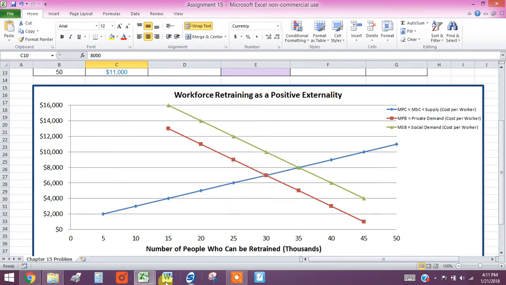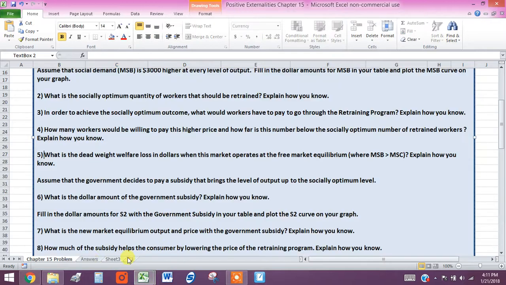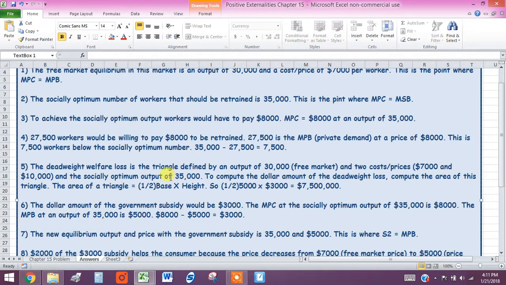So let me jump to the answers, and we'll look at that in writing, actually. We'll look at how that works out. I've explained it all here, just like I just explained it. So we just simply take the area of the triangle equals 1/2 base times height. So this is 1/2 times 5,000 times $3,000, which is the difference between 10 and 7,000. And if I did this correctly with my calculator, it ends up being a deadweight welfare loss if we operate at the free market equilibrium of 7,500,000. Okay.